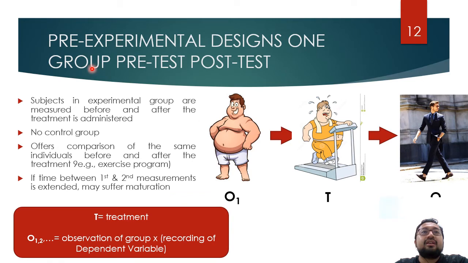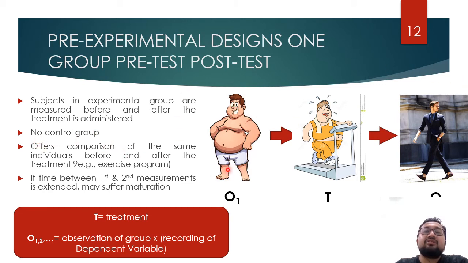Alright. Yang kedua, ada pre-experimental design, one group pre-test, post-test. Maknanya kita ada ambil pre-test dengan post-test. Berbanding yang sebelum ni, okay, kita just ambil daripada T ni, treatment ataupun intervention, kita tengok terus outcome dia. Tetapi yang ini kita ambil dulu first pre-test, okay, subject in experimental group are measured before, this is the keyword, before and after the treatment is administered. But it lacks control group.